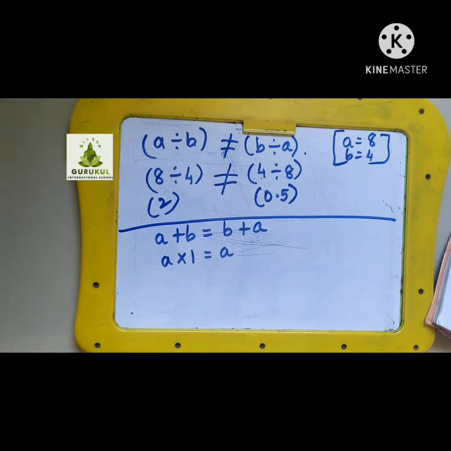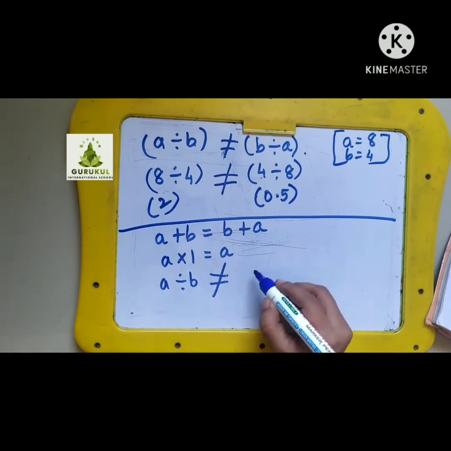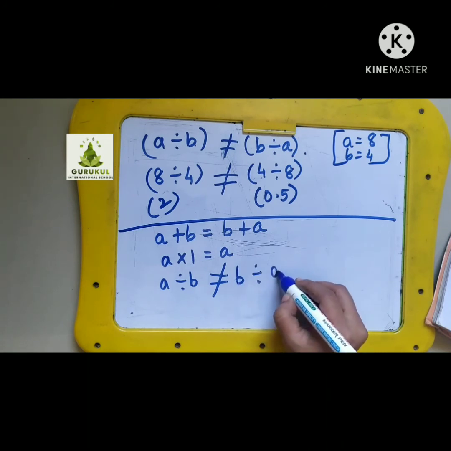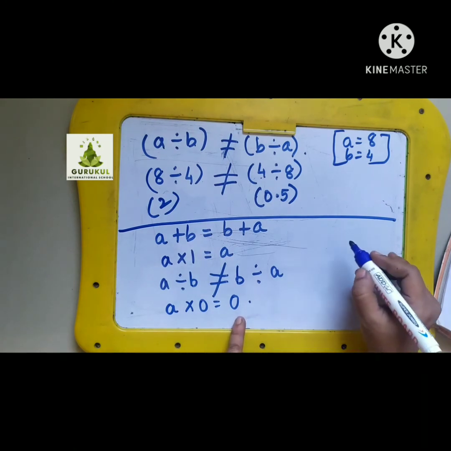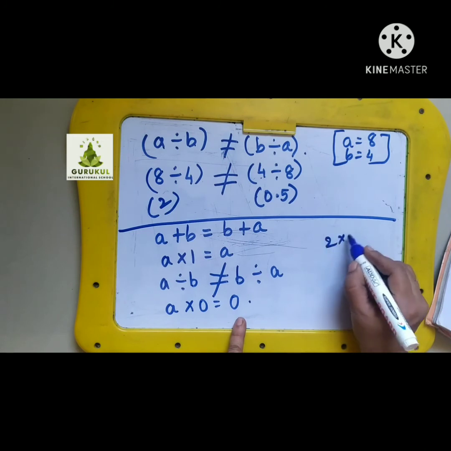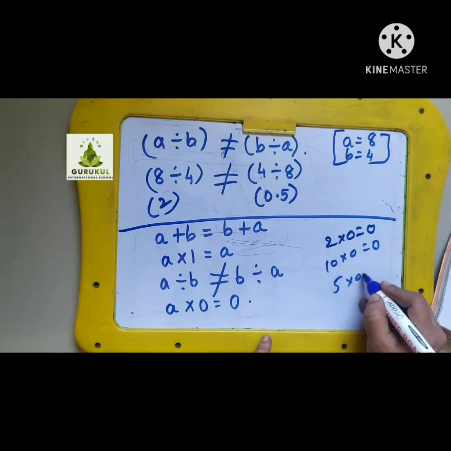Then the third property tells you that A divided by some number is unequal to B divided by some number. Then, very important, next you have that A multiplied by 0 is equal to 0. That means any number multiplied by 0 gives you the answer 0 only. Okay, you say 2 zeros are 0, 10 zeros are 0, 5 zeros are 0.